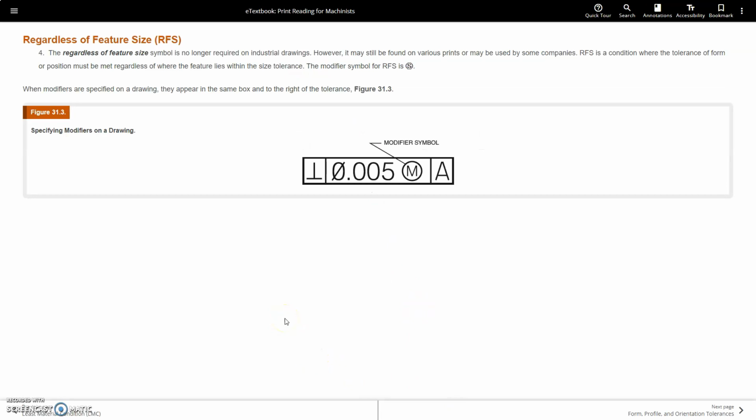Alright, regardless of feature size, or RFS. The regardless of feature size symbol is no longer required on industrial drawings. However, it may still be found on various prints or may be used in some companies. RFS is a condition where the tolerance of form or position must be met regardless of where the feature lies within the size or tolerance. The modifier symbol for RFS is S. When the modifiers are specified on a drawing, they appear in the same box and to the right of the tolerance. So, maximum material condition on that one.